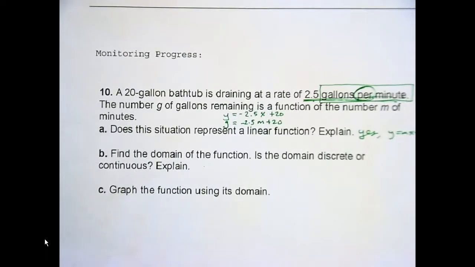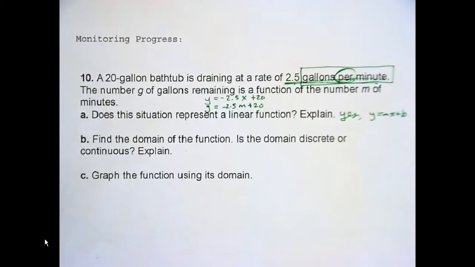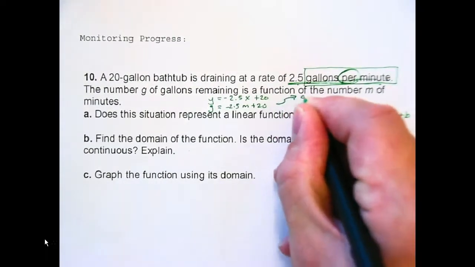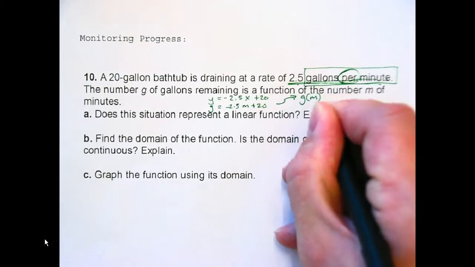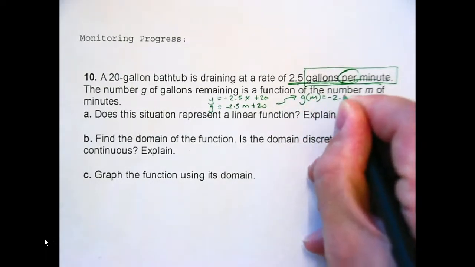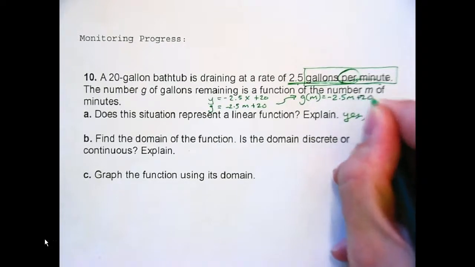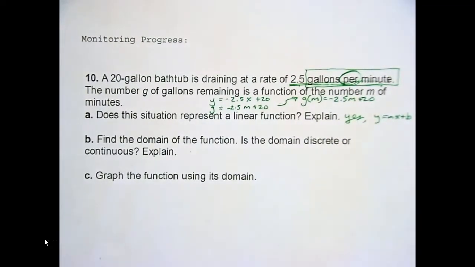All right, Sarah, what do you got? It says the number of gallons remaining is a function of the number n, so wouldn't it be g of n? Yeah, so yes, you could write it as a function. In function notation, you could say g of m equals negative 2.5 m. Yeah, and since we're dealing with functions, that would probably be a good idea. Okay. All right.